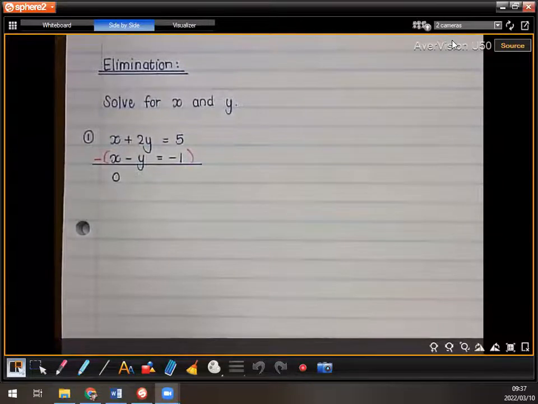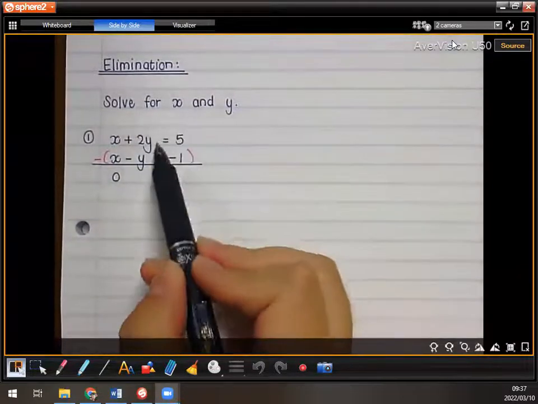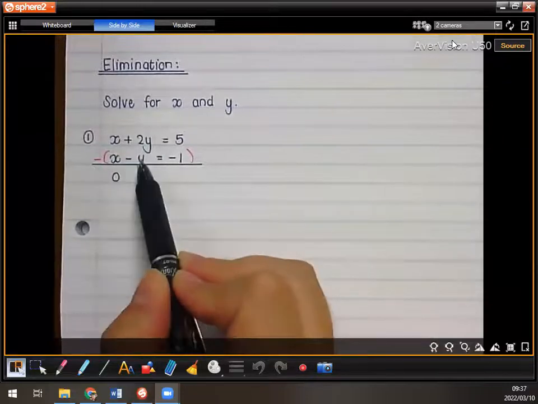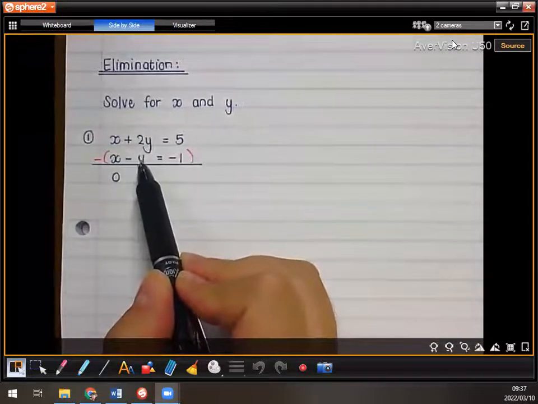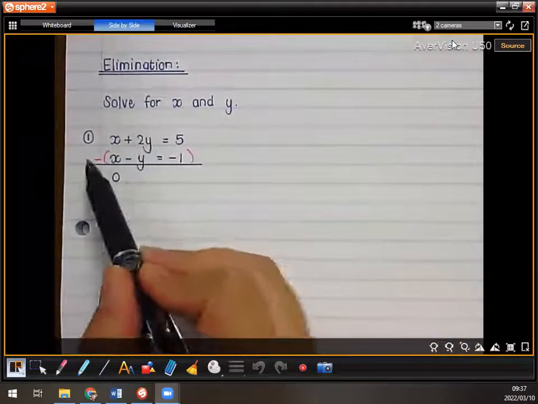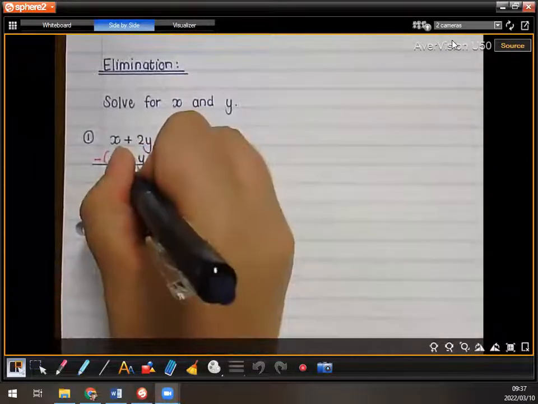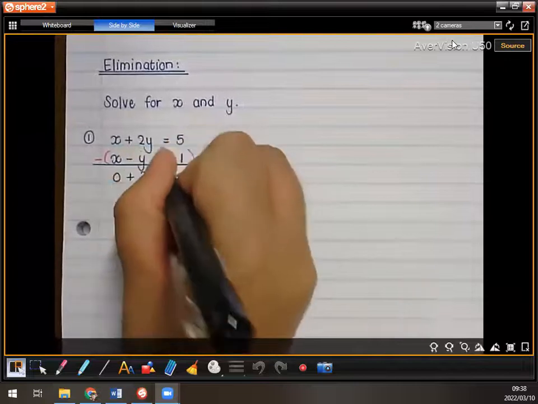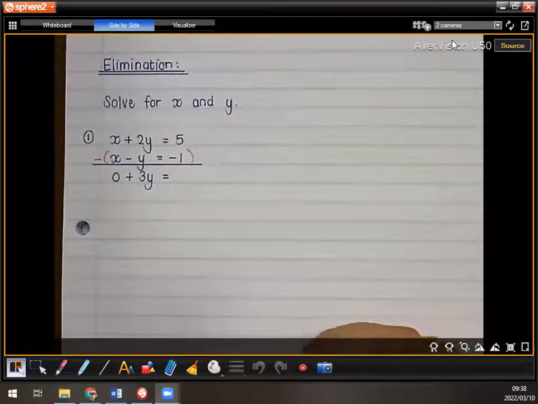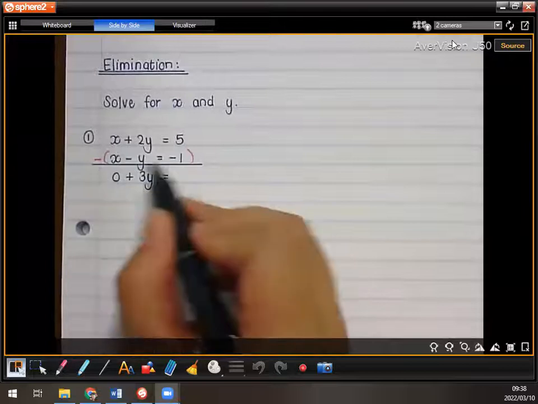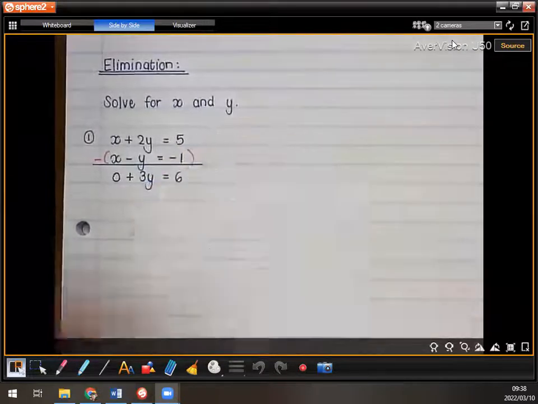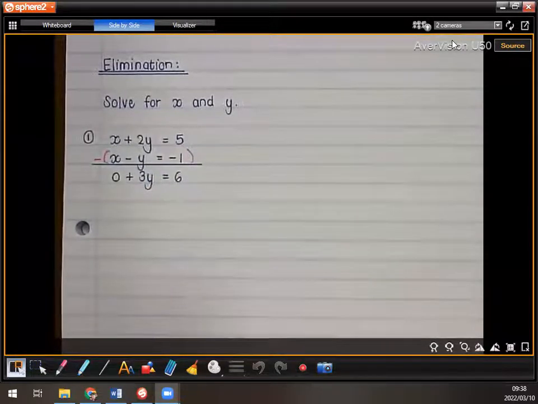If you just give me a chance to actually speak, then maybe you'll understand. Then we have 2y minus -1. So now we must be careful. 2y minus -1, that's going to be 2y plus 1. So this is 3y equal to 5 minus -1, which is 6. So just by doing that, we've eliminated x.